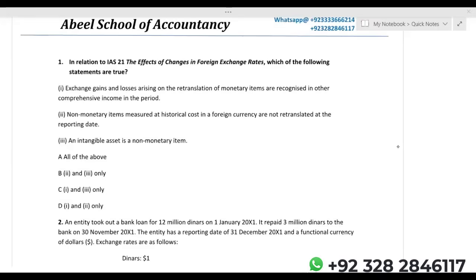In today's live revision session, we'll be discussing MCQs from IAS 21, IAS 37 and IAS 10 and then IAS 12.